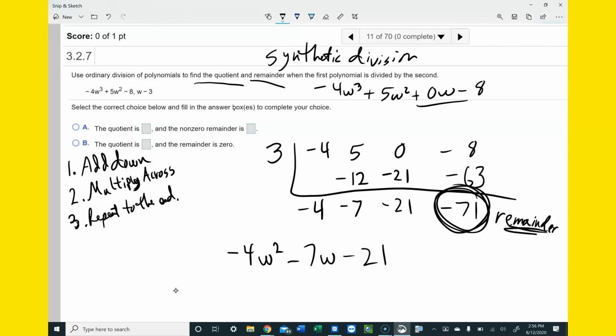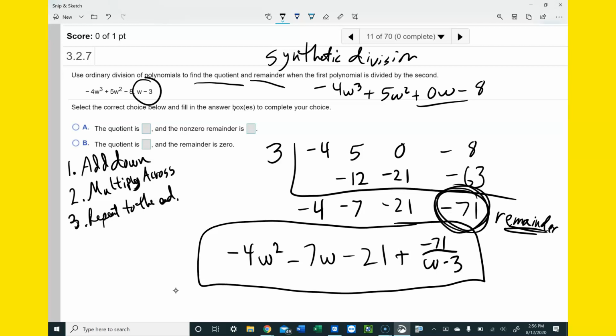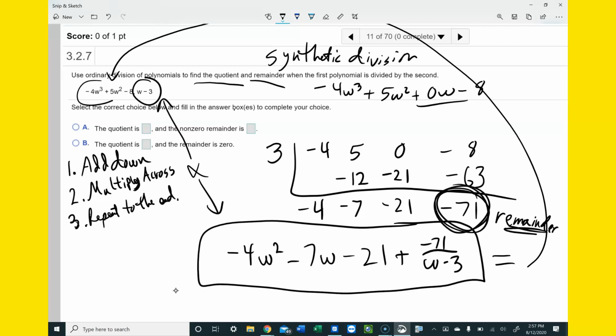Here's what you do with the remainder. You say plus, and you put that remainder over the thing you were dividing by. So over w minus 3. And this is the full answer to this division problem. We've just divided the polynomials. What that means is if I take the w minus 3 and multiply it by negative 4w squared minus 7w minus 21 plus negative 71 over w minus 3, I will end up with this polynomial here that I divided into.